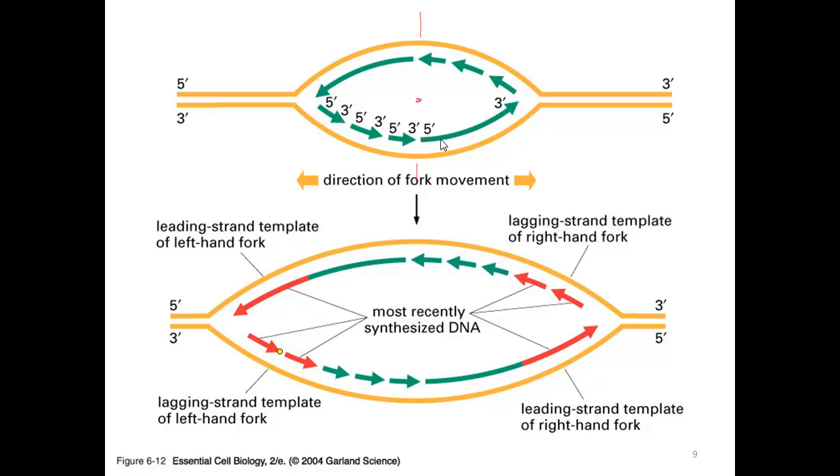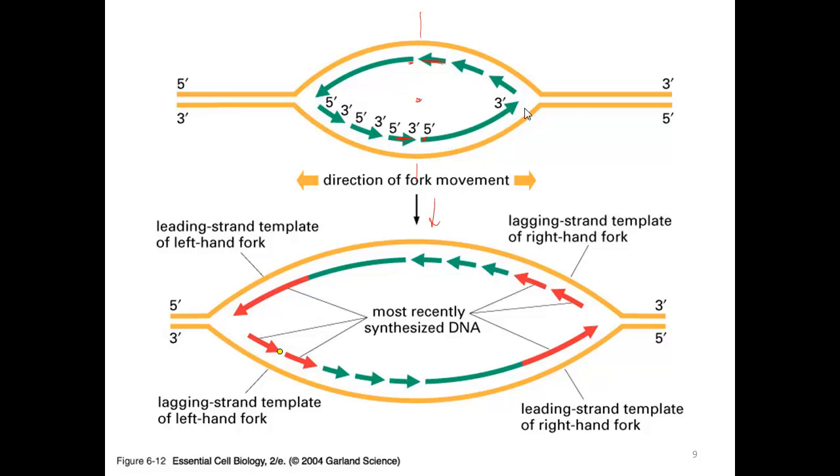Once again, the book has flipped the orientation, but that shouldn't bother you because you're getting good at looking at the 5' to 3' direction of things. So this is a very old piece of DNA. This is an old piece of DNA. This is the first lagging strand. This is the first lagging strand on this side.